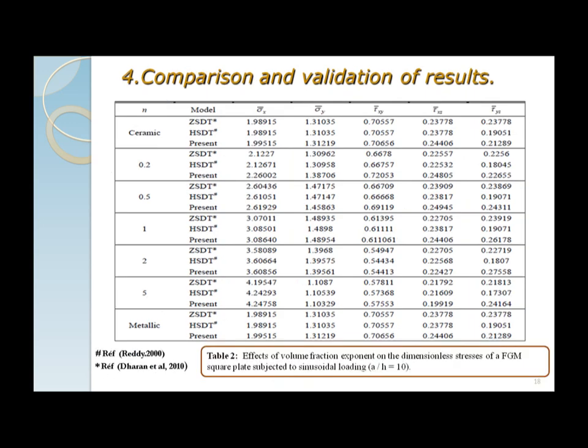For the second table, it is the result obtained for the effect of the volume fraction exponent on the non-dimensional stress of an FGM square plate subjected to sinusoidal loading for different power index values.